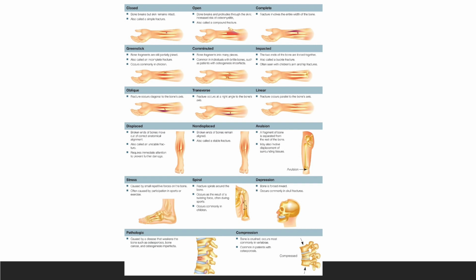Spiral fracture will go in a spiral format around the bone, and this usually occurs from a twisting force. This is often a sports injury, like basketball players twisting, getting away from their opponents. This could be a twist and fracture, but this can also occur in children. Depression fracture. This is when the bone is forced inward, and this can occur in skull injuries. Pathologic fractures. The word patho means disease. This weakens the bones. This is due to osteoporosis, bone cancer, osteogenesis imperfecta. And then there is a compression fracture, which is when the bone is crushed.